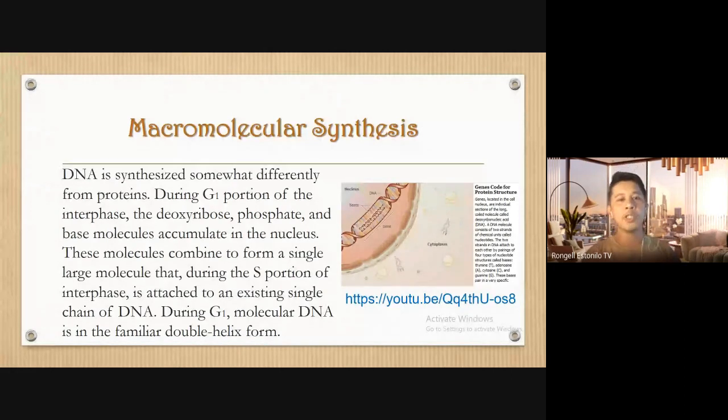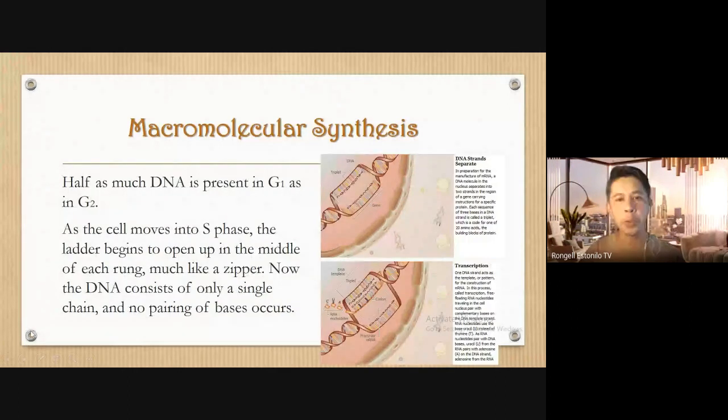Okay, so during the G1 portion of the interphase, the deoxyribose, the phosphate, and the base molecules accumulate in the nucleus. These molecules combine to form a single large molecule that, during the S portion of the interphase, is attached to an existing single chain of DNA. And during the G1, the molecular DNA is in a familiar double helix form. So half as much DNA is present in G1 as in G2.